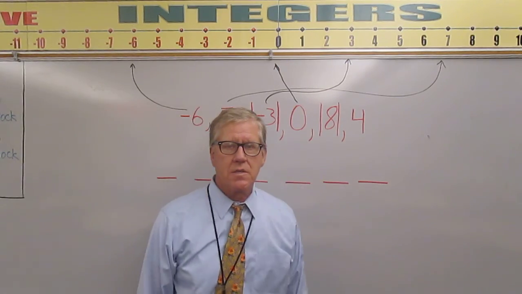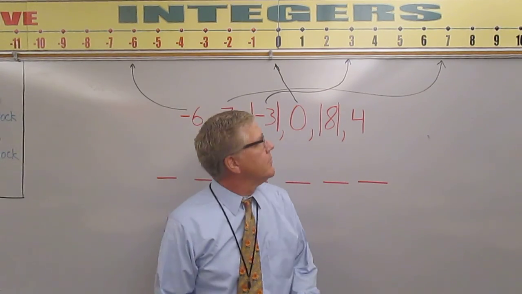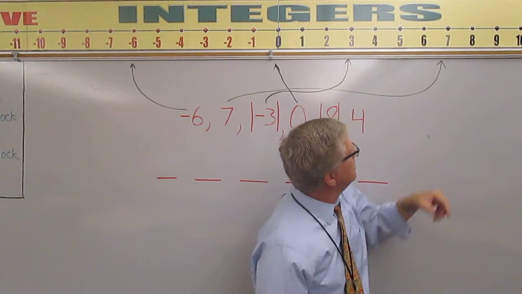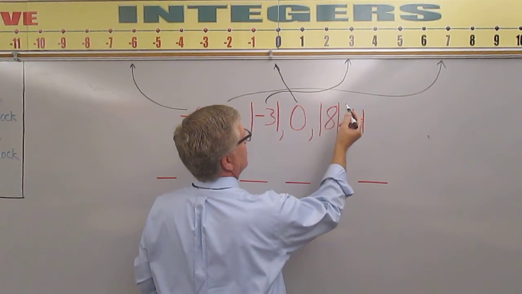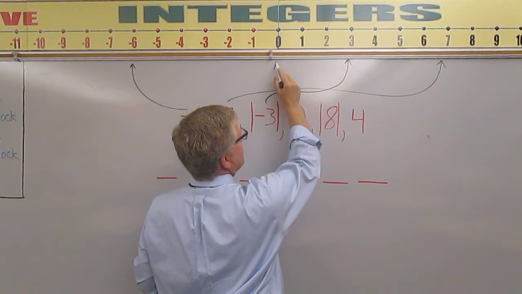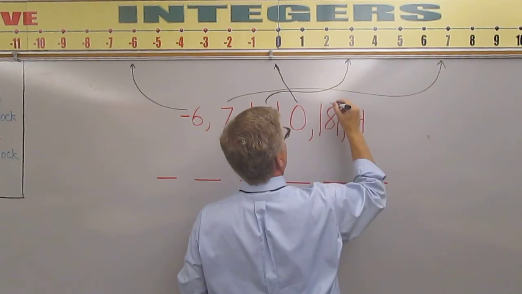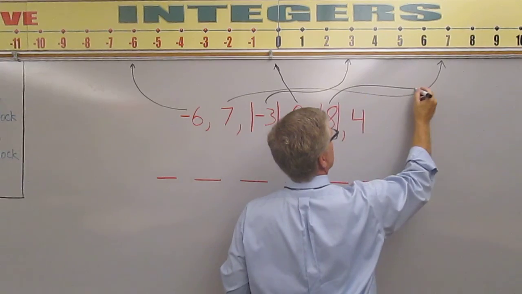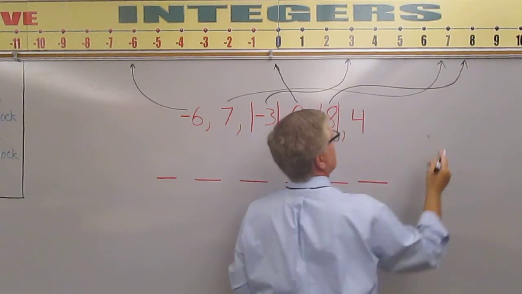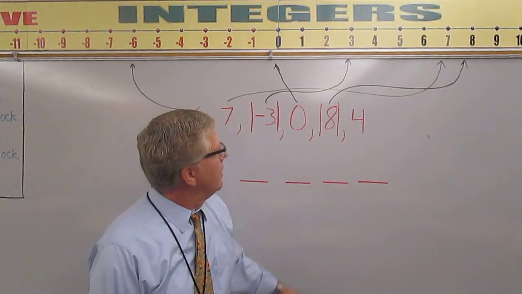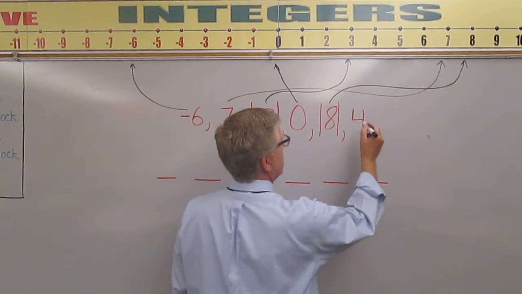0. Look at this. We've got lines going all over the place. Absolute value of 8 is just 8. 8's way over here on the number line. How many units from 0 is 8? 1, 2, 3, 4, 5, 6, 7, 8. So, the absolute value of 8 is 8. 4, obviously 4 is right here.